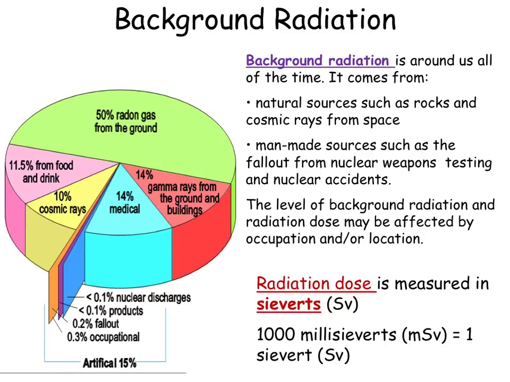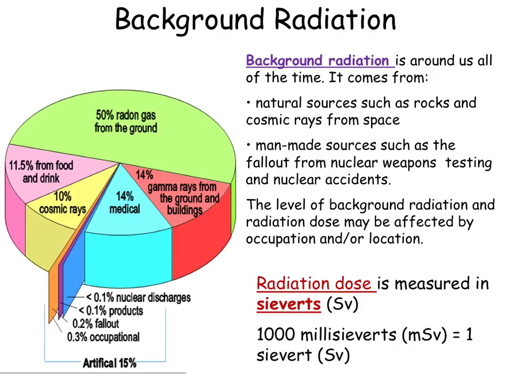Okay, so the first slide on the triple only content is about background radiation. Background radiation is around us all the time, and it comes from a few different places. There are natural sources such as rocks and cosmic rays from space. You also get it from man-made sources such as the fallout from nuclear weapons testing and nuclear accidents. The level of background radiation and radiation dose may be affected by occupation and/or location. Within the UK, Cornwall is slightly more radioactive than other parts of England, and across the world there are other areas that are more radioactive than other places. That's just down to the rocks and the region that you've got there.